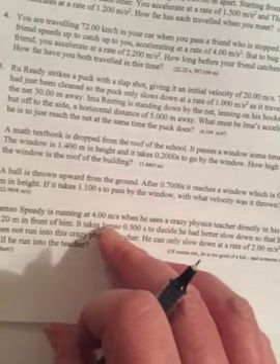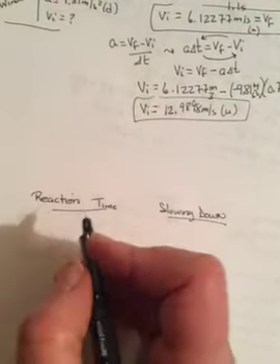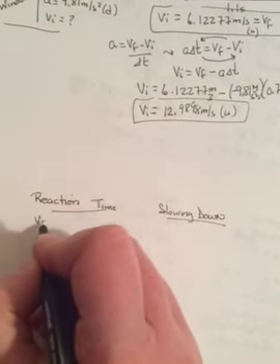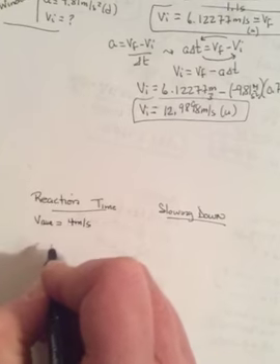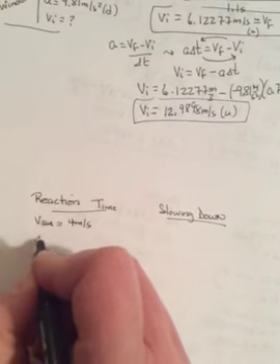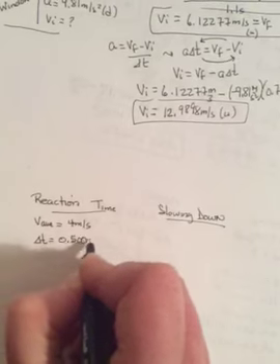What are the parts? There's his reaction time and then his slowing down time. Okay? So reaction time. So what do we know about that? He's running 4 meters per second. So in his reaction time, that's his VAV. When he sees a crazy physics teacher, it takes him 0.5 of a second, again, to decide to slow down.